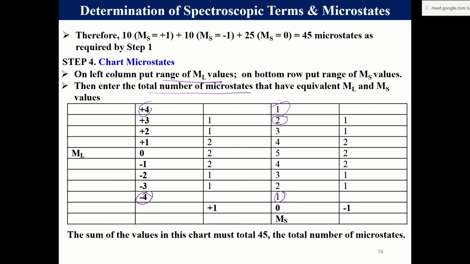So you have 9 microstates removed. So 2 minus 1 minus 1. So all of them minus 1. So like this, minus 1 minus 1. So all of these are the 9 microstates that will be removed.